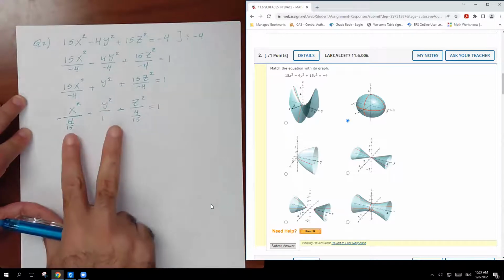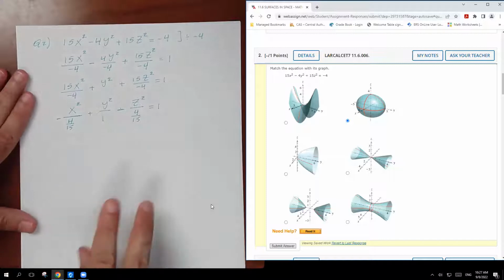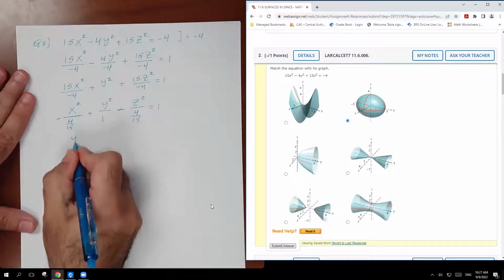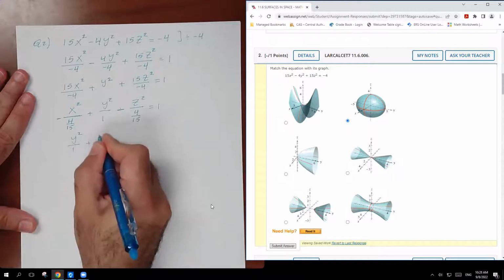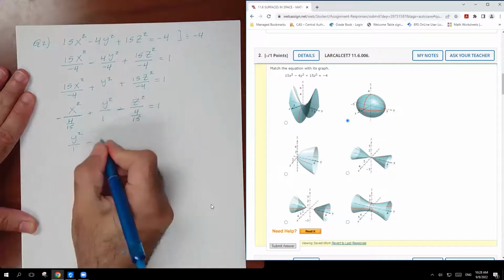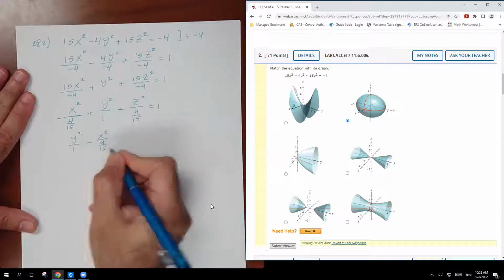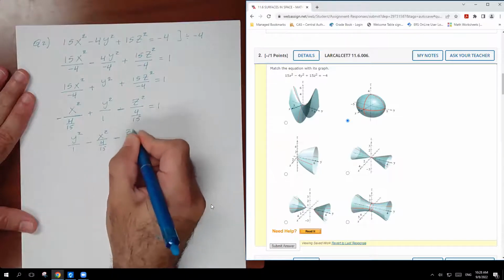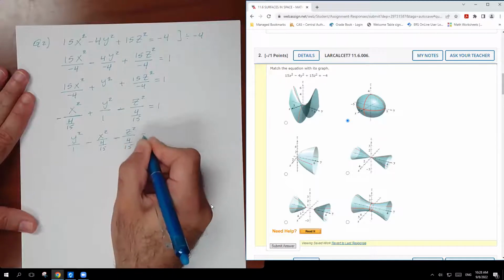Now tell me, how many terms do we have negative? We have 2 negative terms. This one looks like y squared over 1, I'm going to put the positive one first, minus x squared over 4 divided by 15 minus z squared over 4 divided by 15 equal 1.